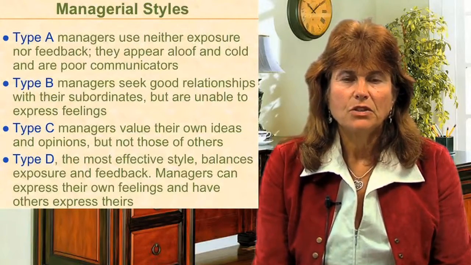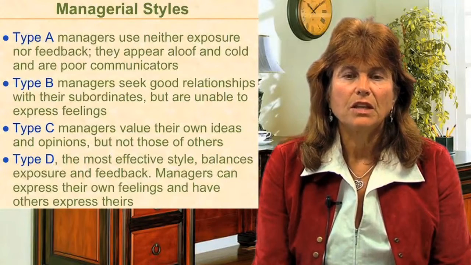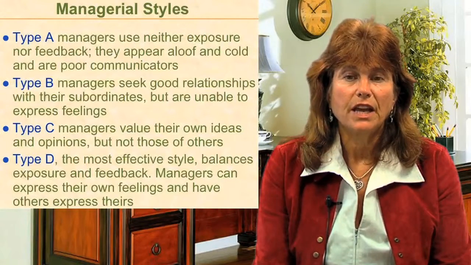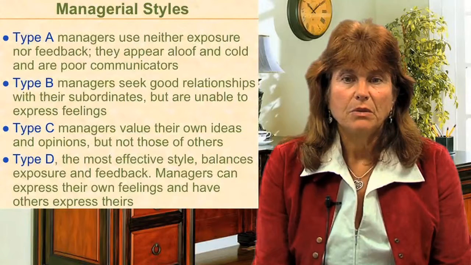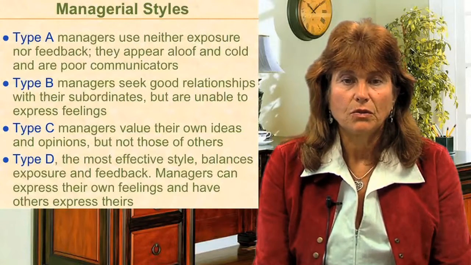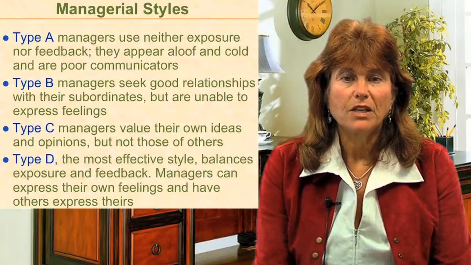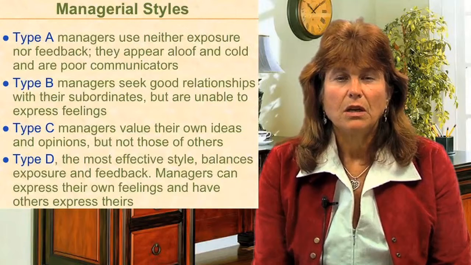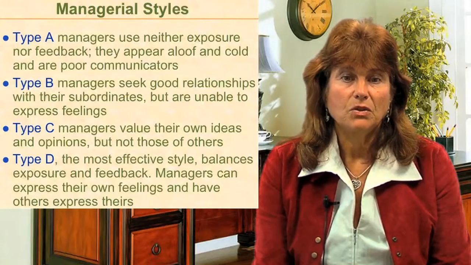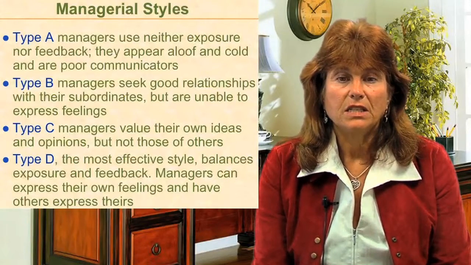They really want to have good relationships, but they're not able to communicate clearly about the task. The type C manager tends to think a lot of themselves, but they don't listen very well to others, and they tend to have subordinates that are rebellious and distrustful. And type D is pretty much defined as the most effective manager, because there's a balance between managers that express their feelings and also listen to the ideas and experiences of others.